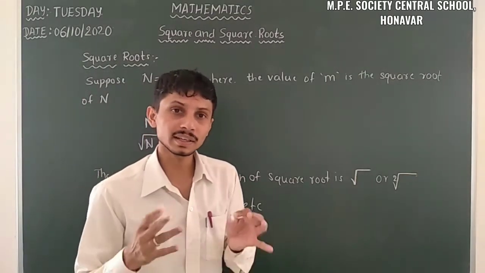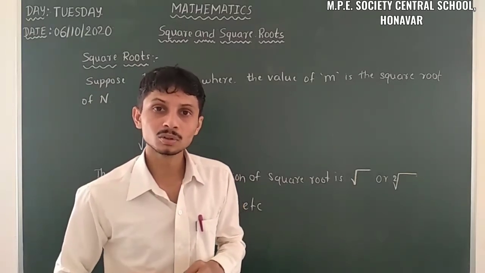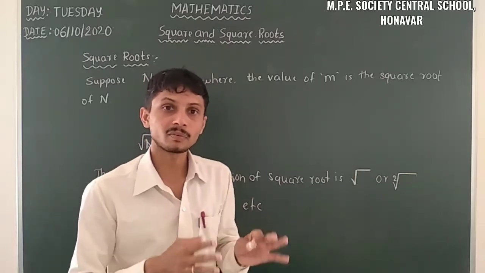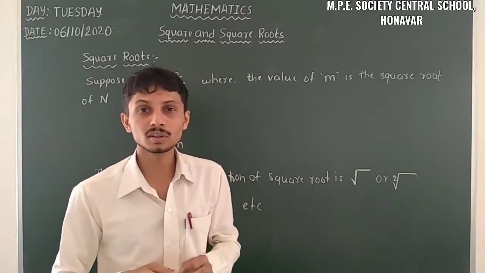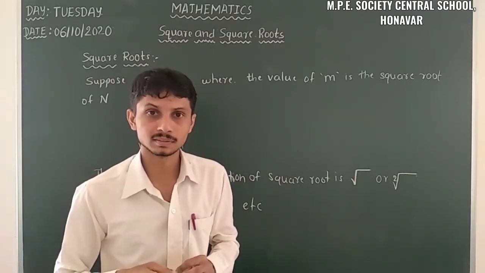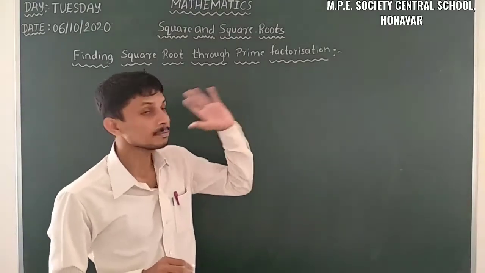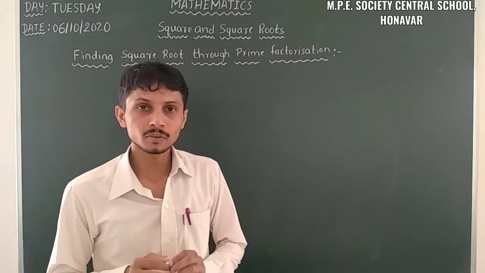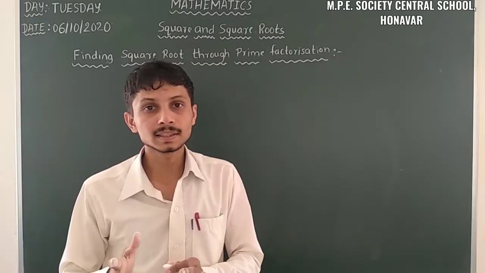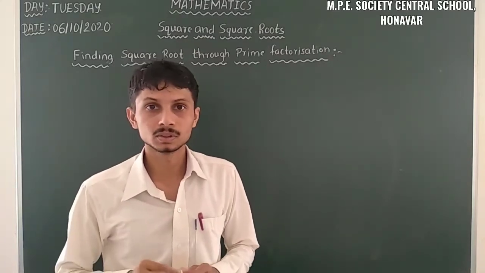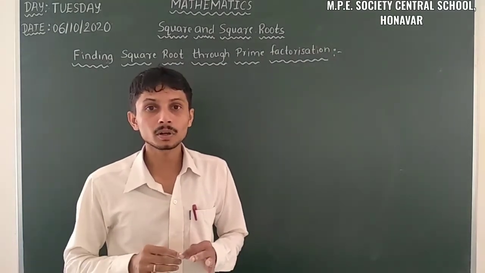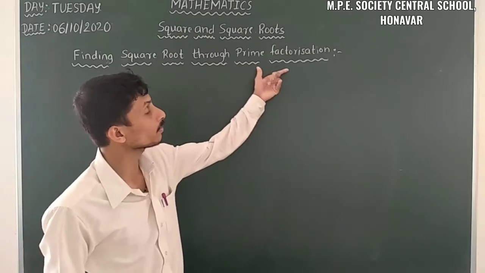So let us take the next topic, that is finding square root through prime factorization. Already we learnt about squares and finding squares. Here we have to learn about finding square root through prime factorization. Any number can be expressed as a product of prime numbers. So here also the square number we have to express as a product of prime numbers. That we call prime factorization.